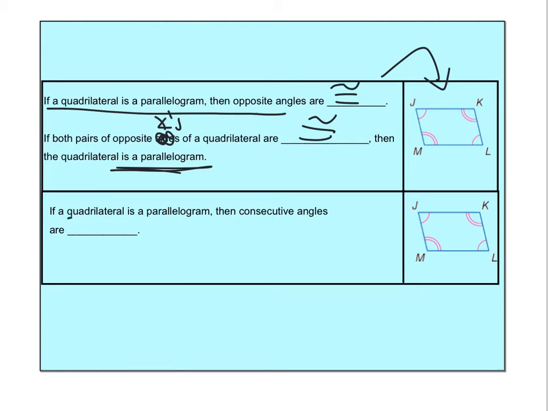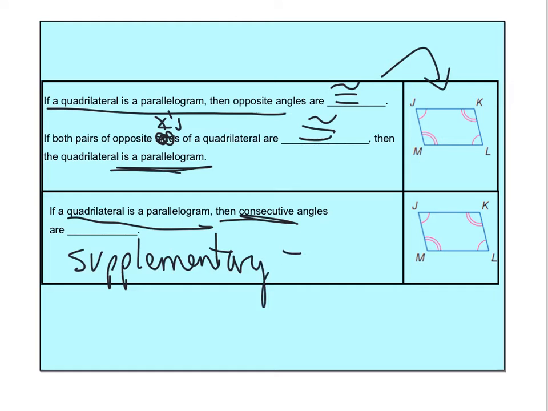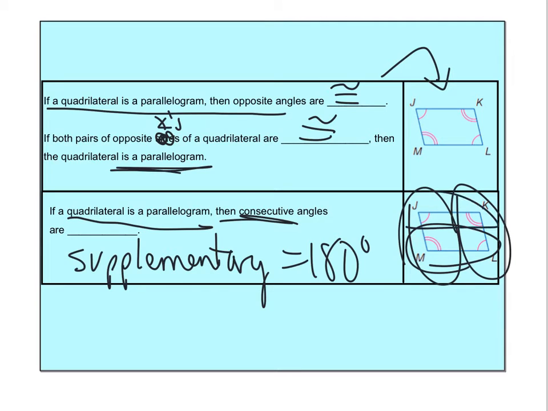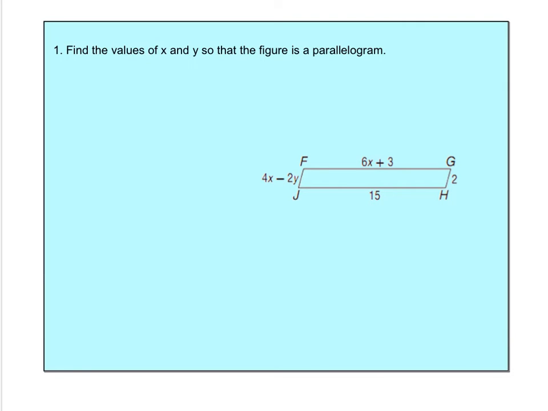All right, and then if a quadrilateral is a parallelogram, consecutive angles are going to be supplementary. We talked about that on the previous slide. Adds up to 180 degrees. So that means these two are 180, these two are 180, these two are 180, these two are 180. Every consecutive pair is going to add up to 180. So we've got opposite angles are congruent, opposite sides are congruent. So figure out what makes this a parallelogram.